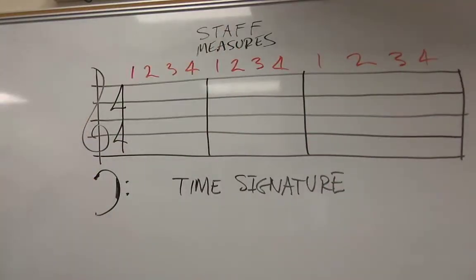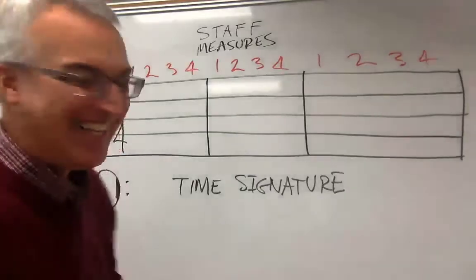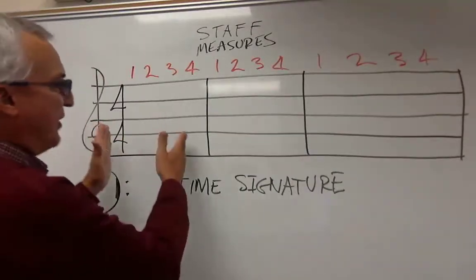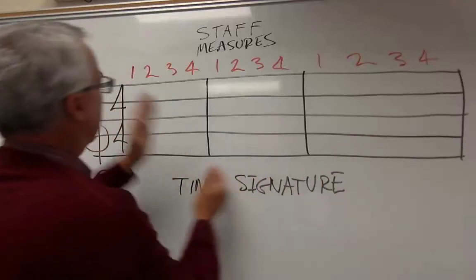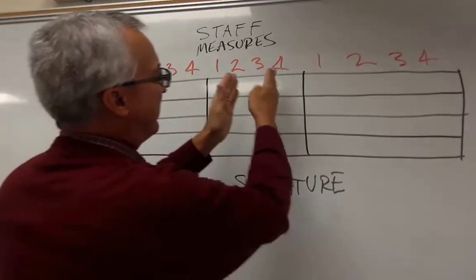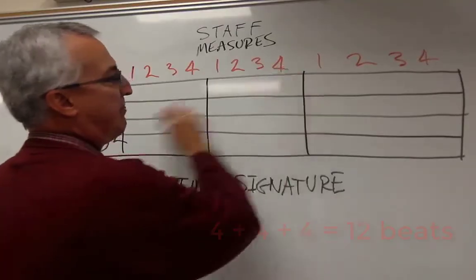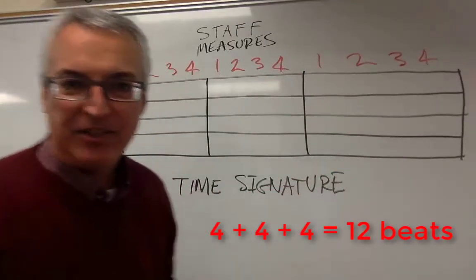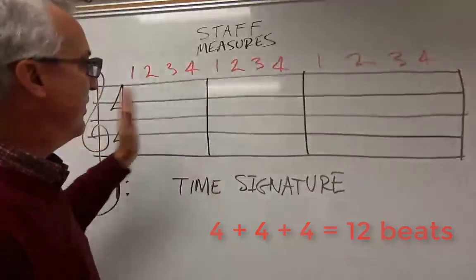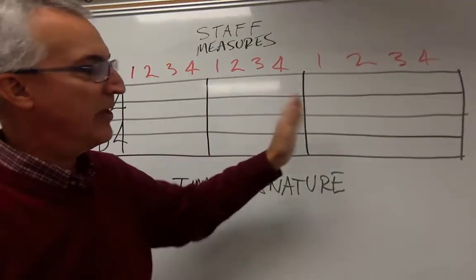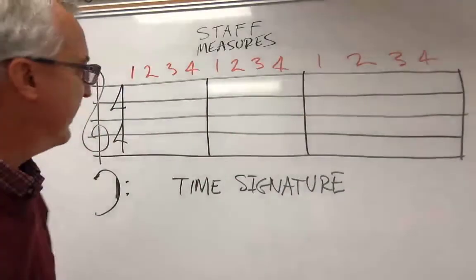So for instance, this little piece of music has 3 sections, and each section has 1, 2, 3, 4. That's 4 beats in each, which means it's 12 beats long, but we don't usually count to 12, we just count to 4. 1, 2, 3, 4, 1, 2, 3, 4, 1, 2, 3, 4. We count to 4 over and over again.